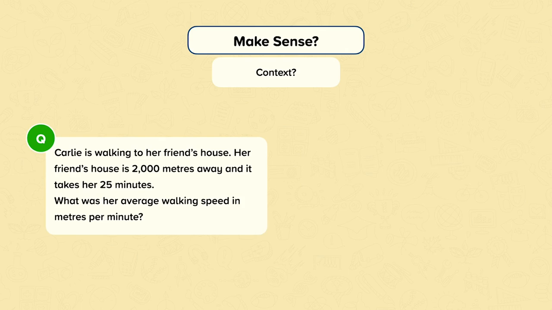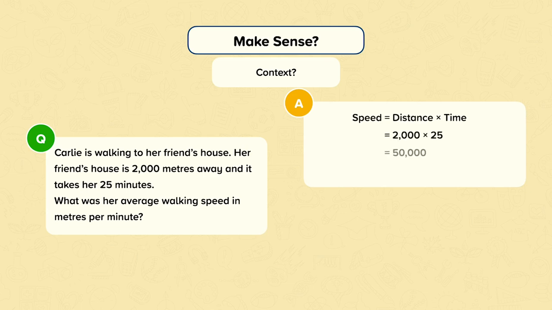Let's look at some context. In this question, we're told that Carly is walking 2,000 metres to a friend's house and it takes her 25 minutes. We are asked to find her walking speed. Again, let's look at somebody's answer to this question. Through their working, they get the answer of 50,000 metres per minute.